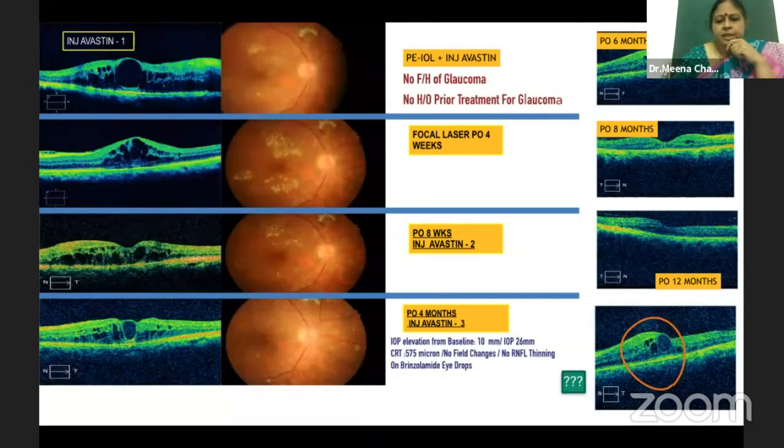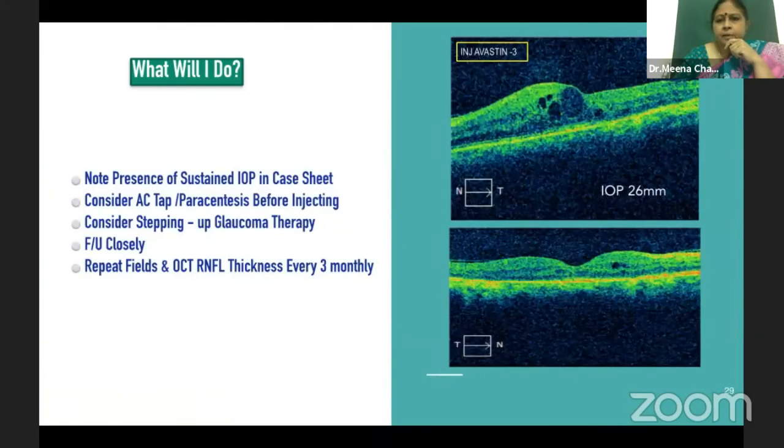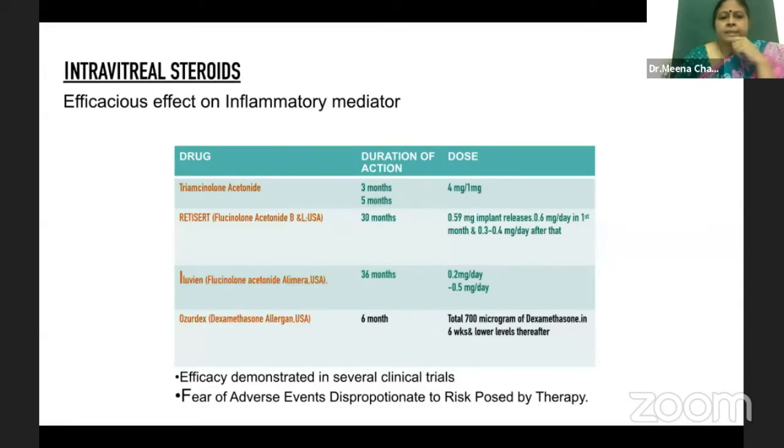So this is our patient again who has recurrence of the macular edema. What will you do? Will you inject the drug? He requires another injection. He has an elevation of intraocular pressure. You can still inject, making a note that sustained elevation of IOP was present in his case sheet. Consider anterior chamber tapping or paracentesis before injecting. Consider stepping up his anti-glaucoma medication. Follow him up closely with repeat fields and RNFL analysis on a monthly basis.